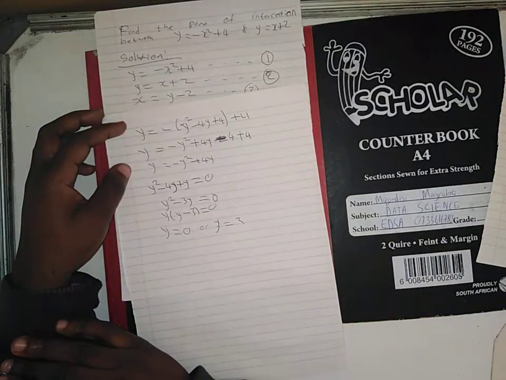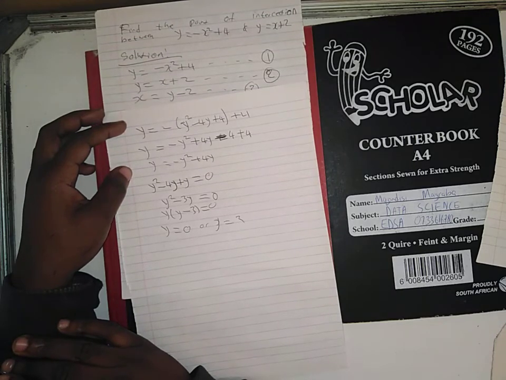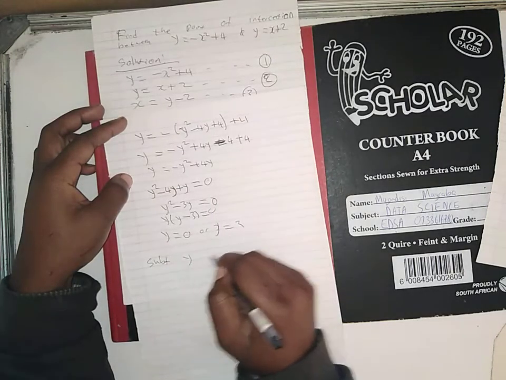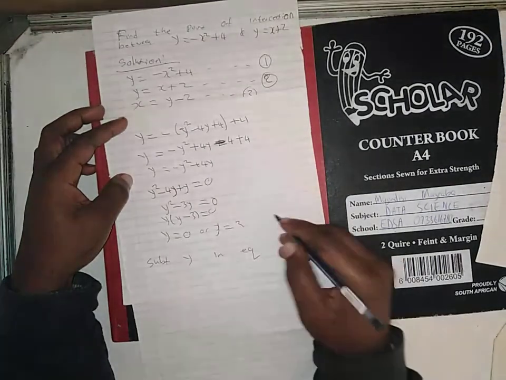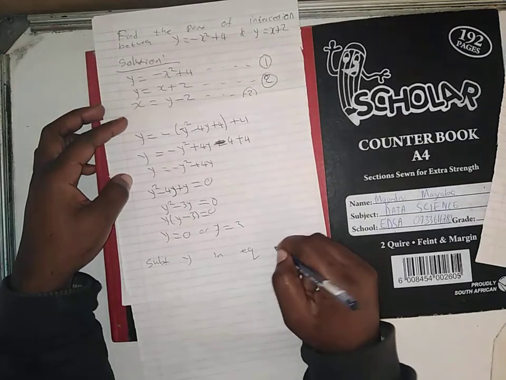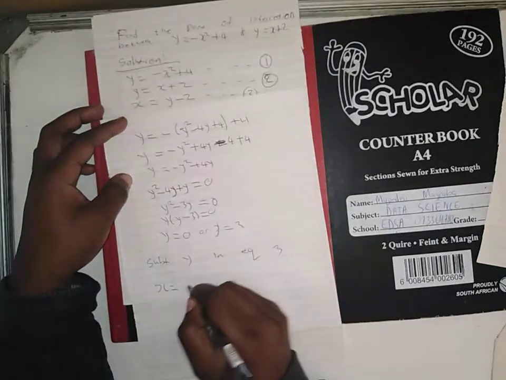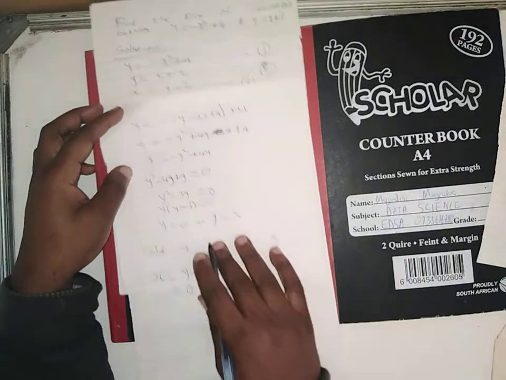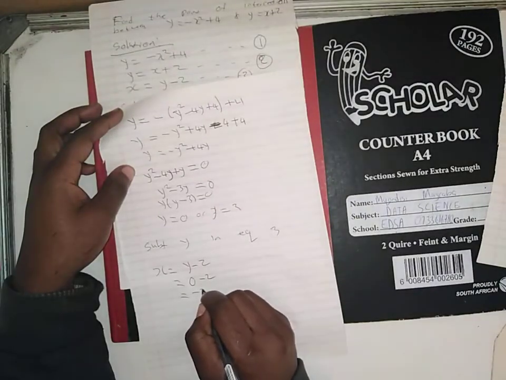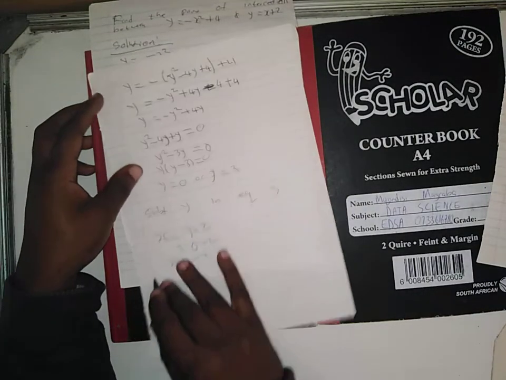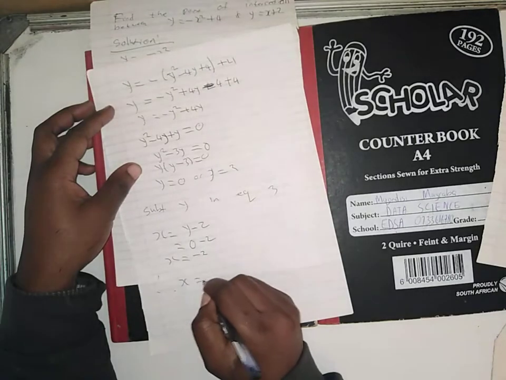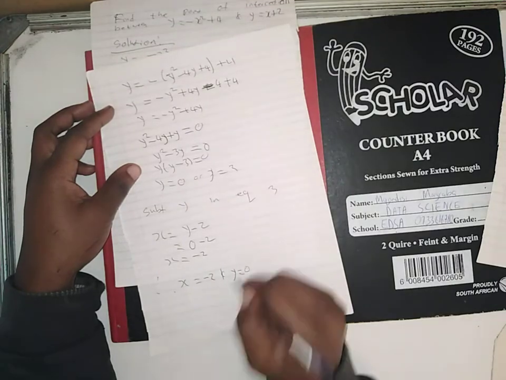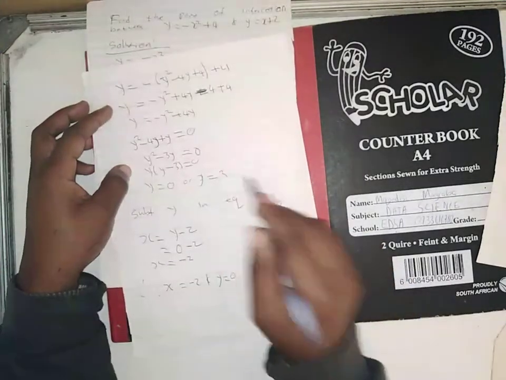So you need to find out the value of x. What are you going to do? You're going to substitute y in equation 3. Equation 3 is x, which is equal to y minus 2. So the value of y is 0, 0 minus 2, so your solution will be minus 2. So x will be minus 2. Therefore, x is equal to minus 2, and y is equal to 0. So that's your first solution, and then let's test the other one.